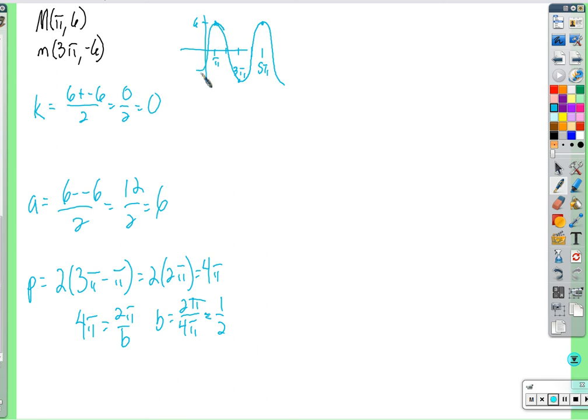And so we'll consider this to be moved to the right pi, if it's the cosine wave. So we've got y equals a times the cosine of b, which is 1/2, times x minus pi, like it's been moved to the right pi, plus nothing. It's right on the x-axis.